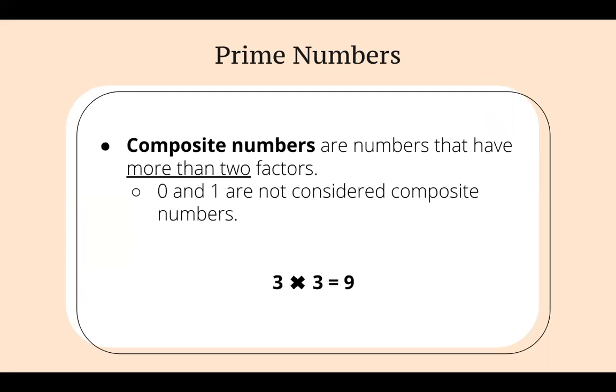Composite numbers. Composite numbers are numbers that have more than two factors. 0 and 1 are the only exceptions, and they are not considered composite numbers or prime numbers.